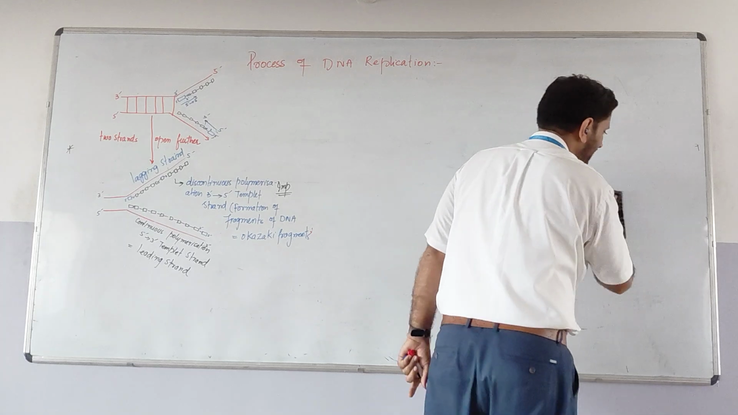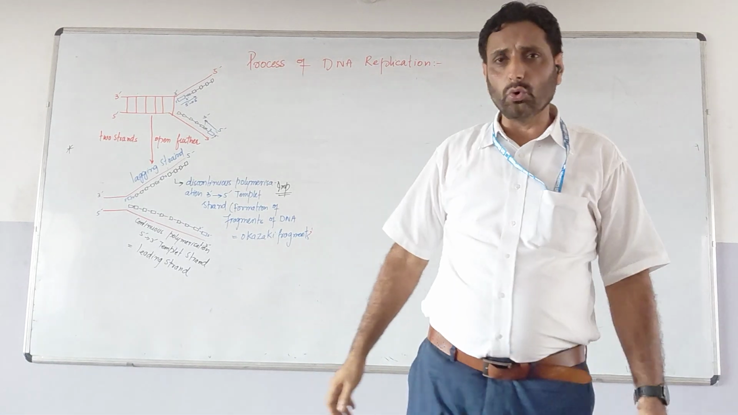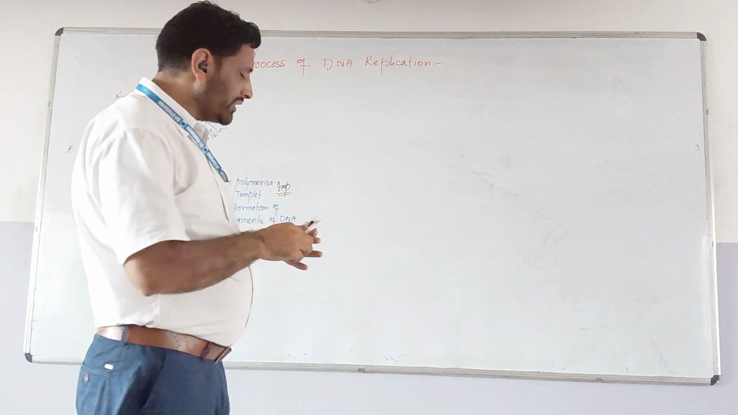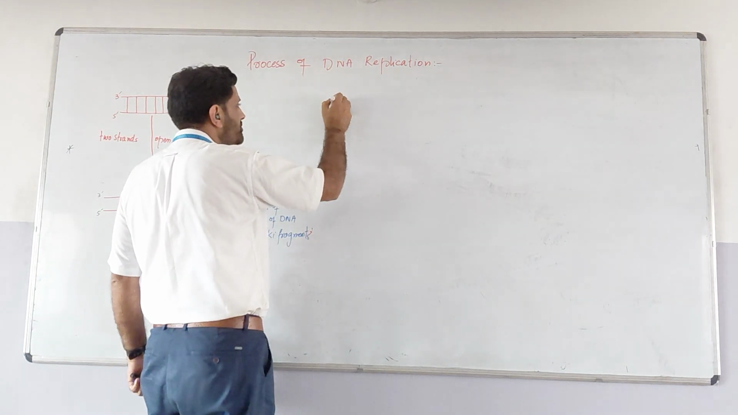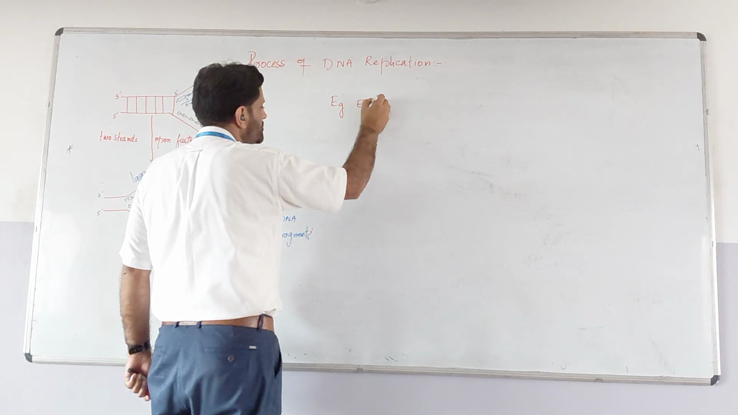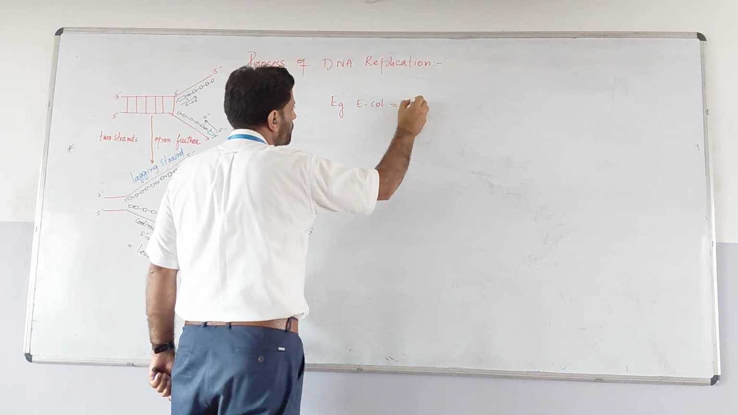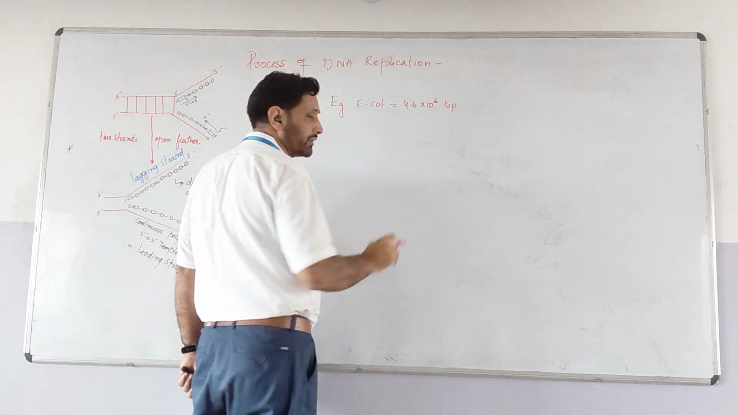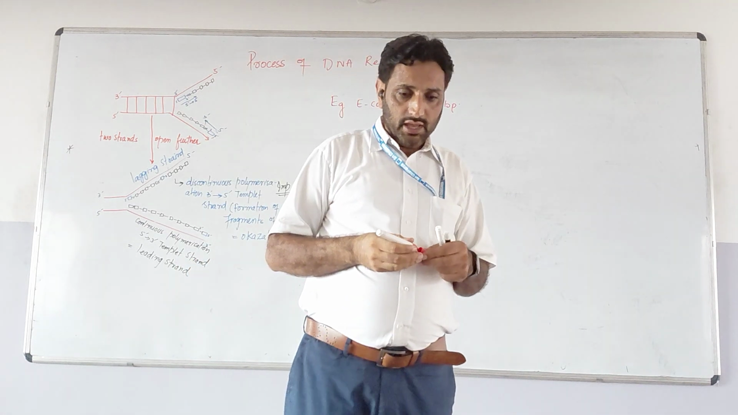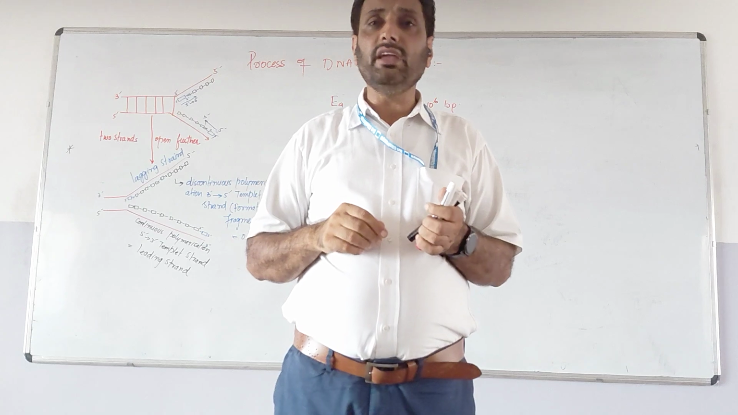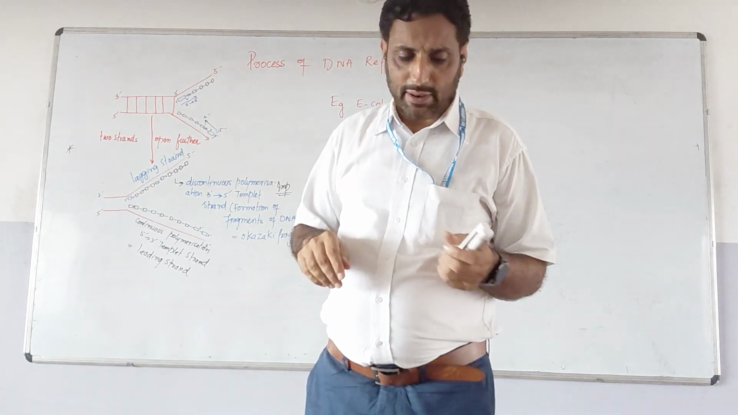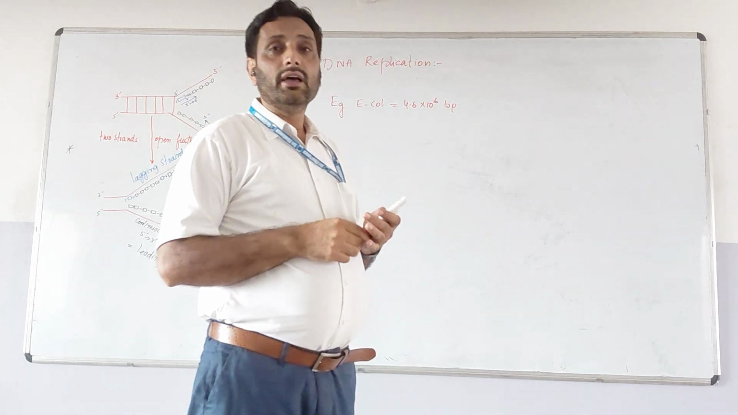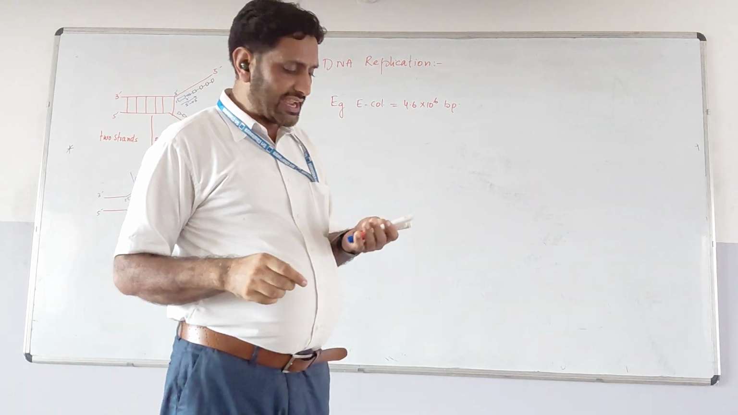So let me take an example. Every species has its own time for its replication and accuracy. So we can take an example of Escherichia coli. Escherichia coli has 4.6 into 10 raised to power 6 base pairs of DNA. So we can measure the DNA by base pairs. If we see how much time it will take for the replication, we know that Escherichia coli can complete its replication in 18 minutes.